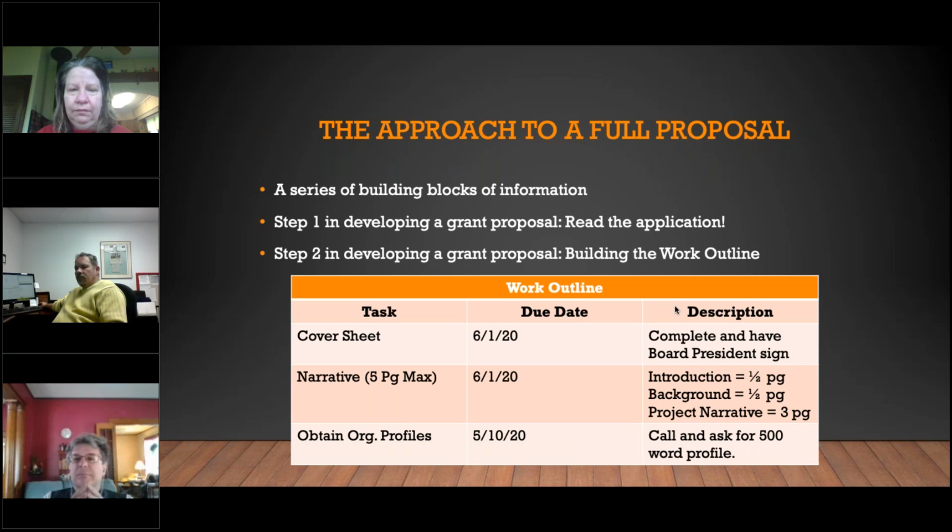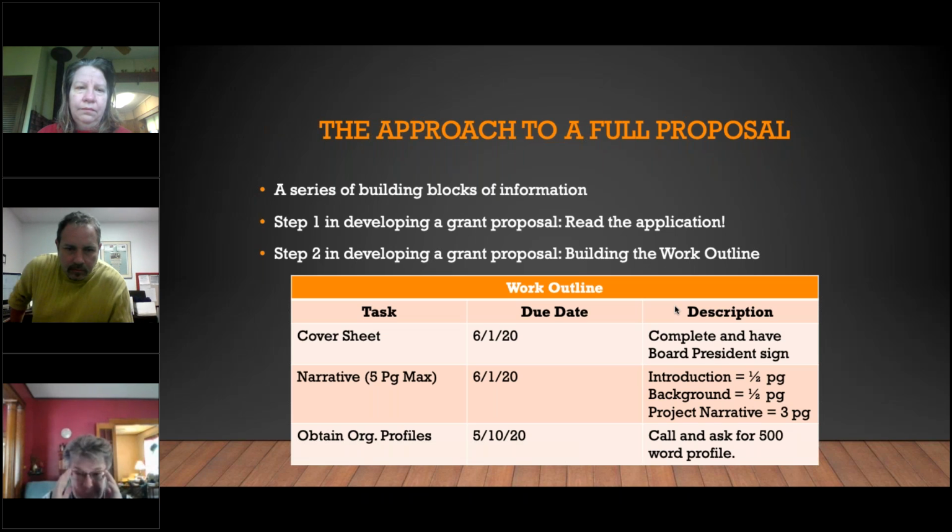The approach to writing a full proposal. A grant proposal is a series of building blocks of information, with each part supporting and leading to the following part. You are simply developing layer after layer of information that eventually all fits together and convincingly presents your request. The very first step in developing a grant proposal is to organize your approach and to create an outline of what the reviewer needs to know.